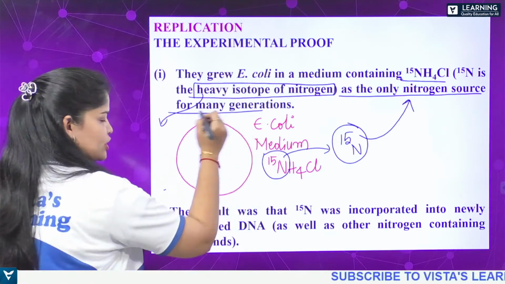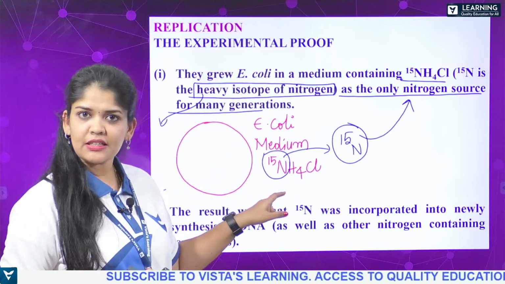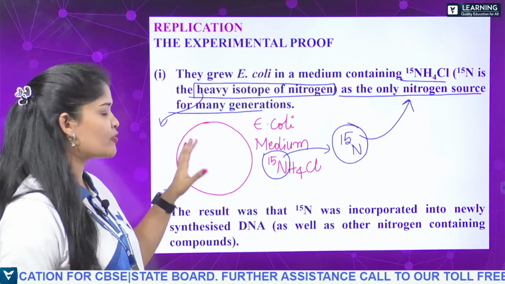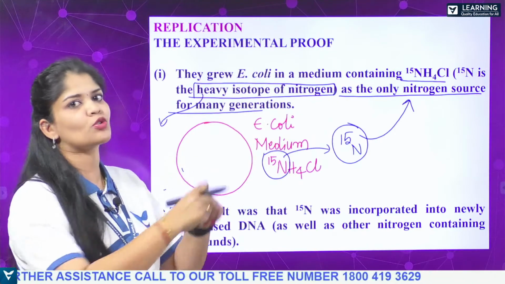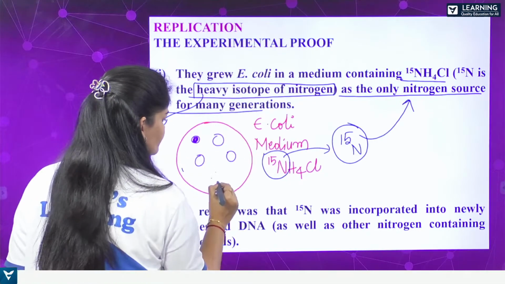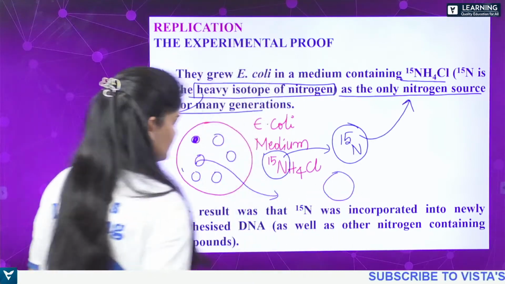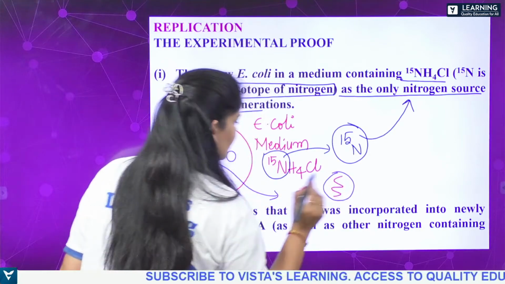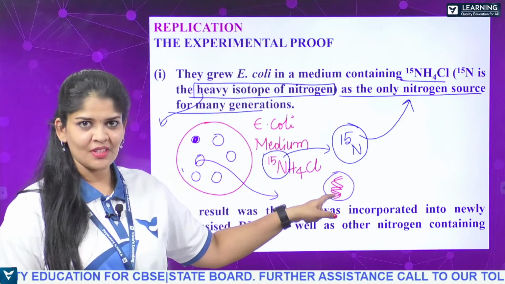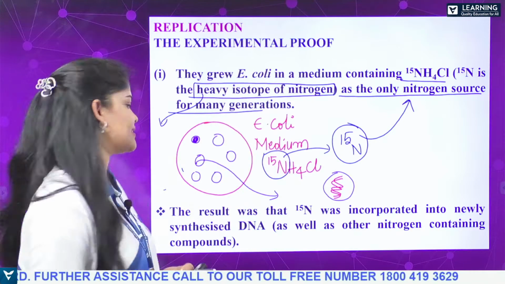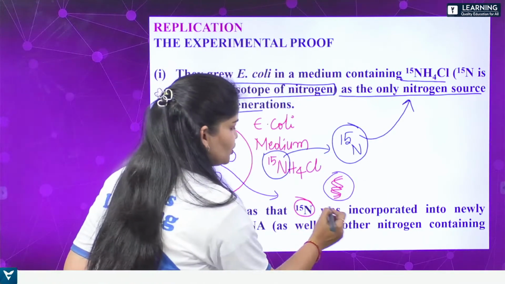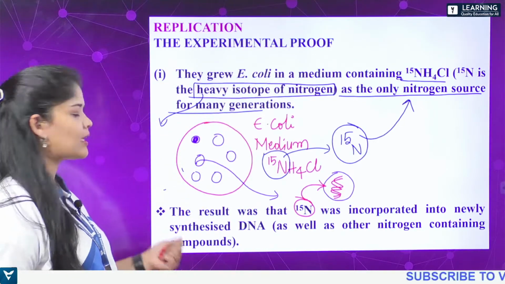So here, they have taken a petri dish to which the medium is provided, and this medium contains the heavy isotope nitrogen-containing ammonium chloride. Whatever nitrogen compound is formed in the cells of Escherichia coli is going to incorporate the heavy isotope of nitrogen. So here the cell starts growing. Inside each cell, DNA replication takes place, and for the newly formed DNA, the nitrogen source is the heavy isotope nitrogen. The result was that N15 was incorporated into the newly synthesized DNA as well as other nitrogen-containing compounds like proteins.